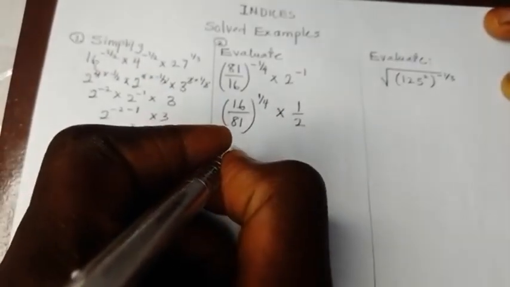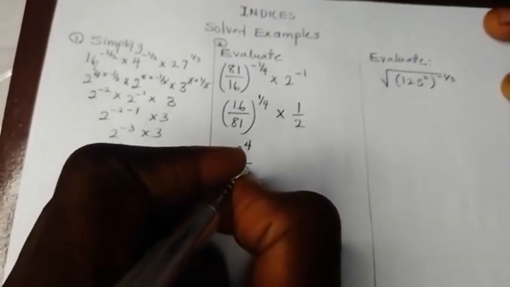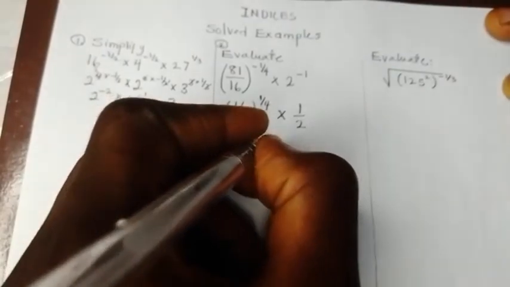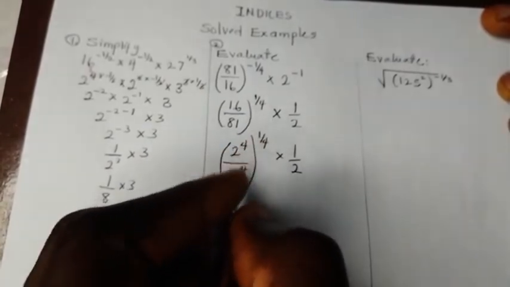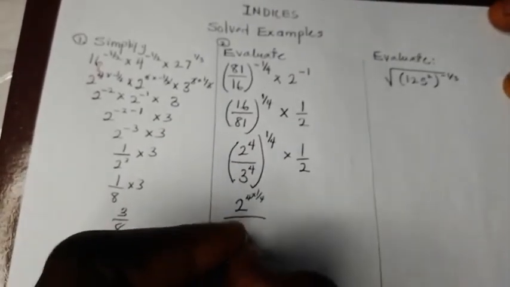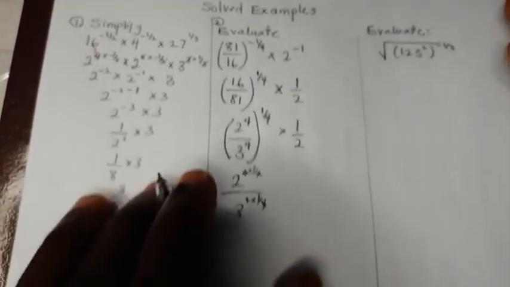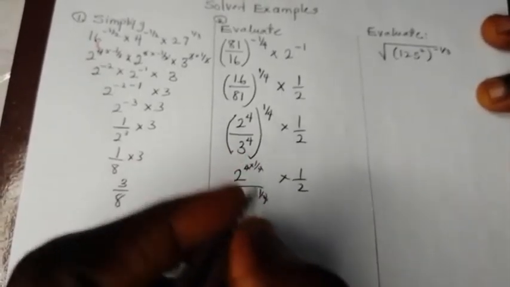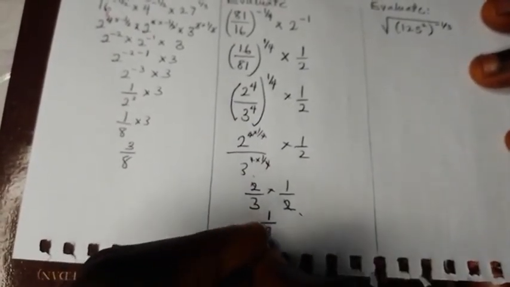Now, 16 can be written as 2 raised to the power 4, obviously, and 81 can be written as 3 raised to the power 4, all raised to the power 1 over 4, times 1 over 2. So if you use this power on both the numerator and the denominator, you have 2 raised to the power 4 times 1 over 4, and 3 raised to the power 4 times 1 over 4, which will simply give you 1 in each case. So we have 2 over 3 multiplied by 1 over 2. The 2 cancels with the 2, which will give us 1 over 3 as our final answer.